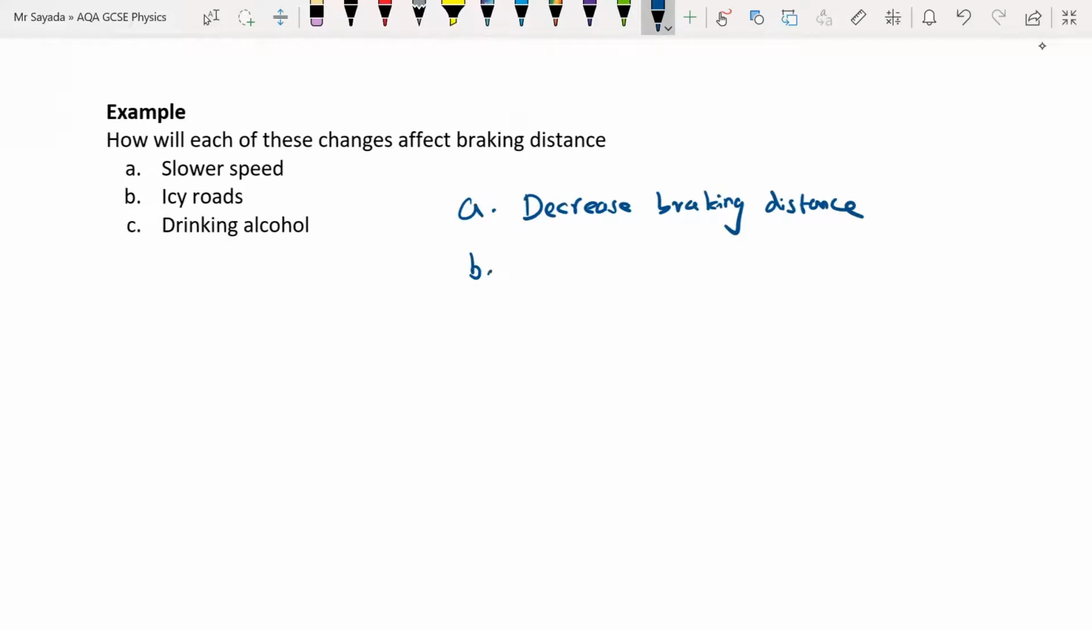Icy roads, well, your car's going to slide. There's not going to be much friction. So that's going to increase your braking distance. Drinking alcohol is going to affect your thinking distance, not your braking distance. Remember, things to do with your reaction time affect your thinking distance. Things to do with the car or the road affect your braking distance. Speed affects both.